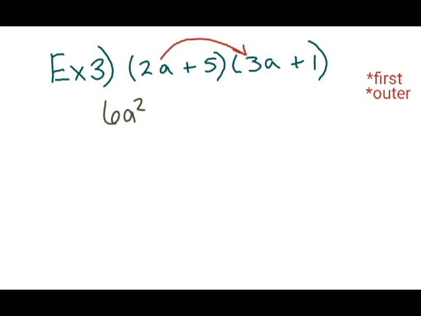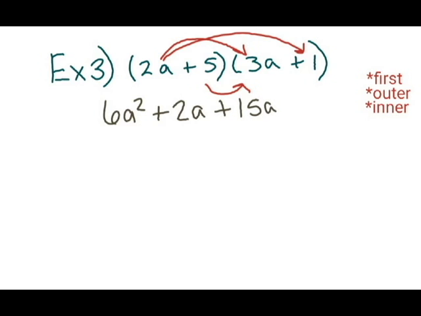Now we're going to multiply the outer numbers, which will be 2a times 1. 2a times 1 equals a positive 2a. Now let's multiply the inner numbers, which will be 5 times 3a. 5 times 3 is 15a. And the very last step is multiply your last numbers, which will be 5 times 1. 5 times 1 is positive 5.